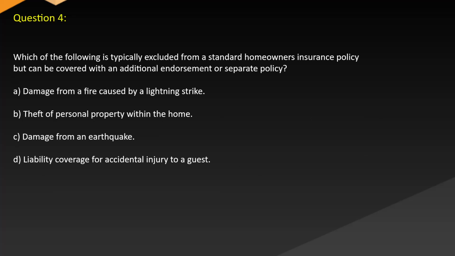Question 4. Which of the following is typically excluded from a standard homeowner's insurance policy but can be covered with an additional endorsement or separate policy? A. Damage from a fire caused by a lightning strike. B. Theft of personal property within the home. C. Damage from an earthquake. D. Liability coverage for accidental injury to a guest.